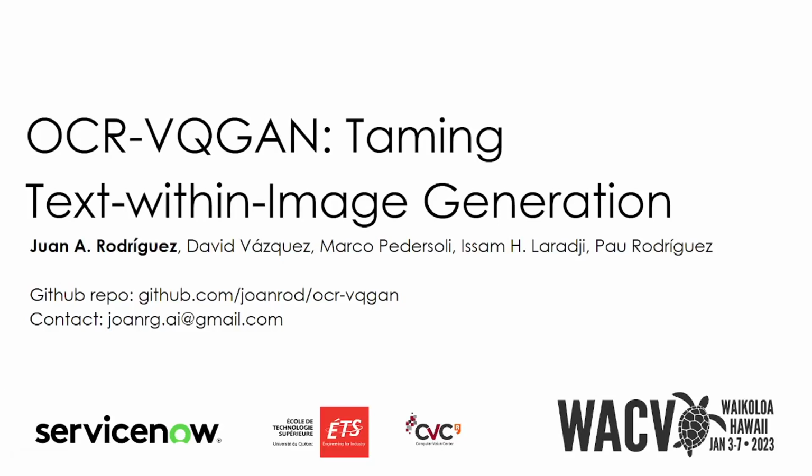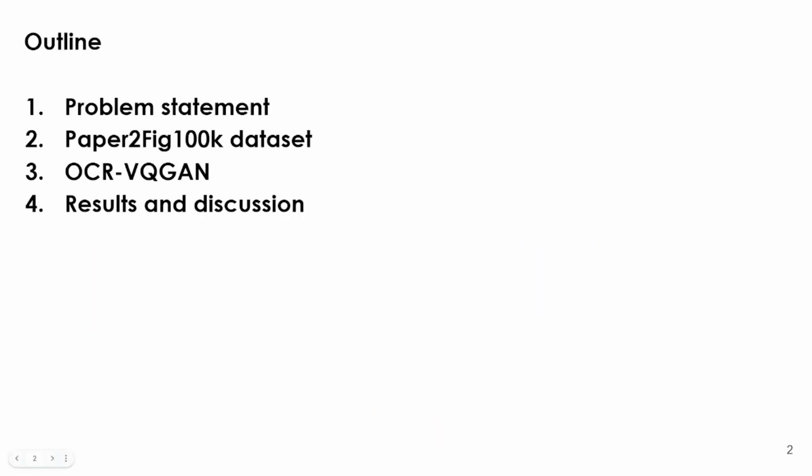Today I'm going to present you our paper for WACV 2023, OCR-VQGAN: Taming Text Within Image Generation. For the outline, I will start explaining the problem statement, then I will follow with the Paper2Fig100k dataset, then I will go to our method OCR-VQGAN, and finally I will display results and propose discussion.